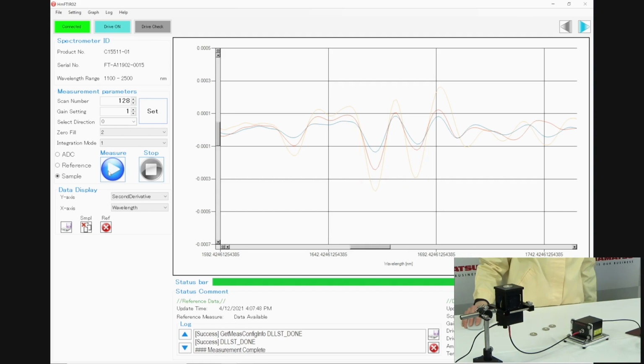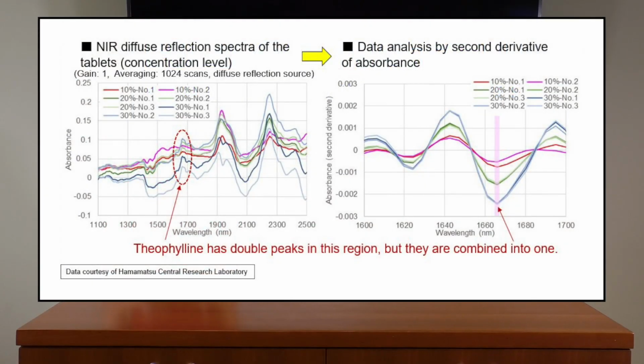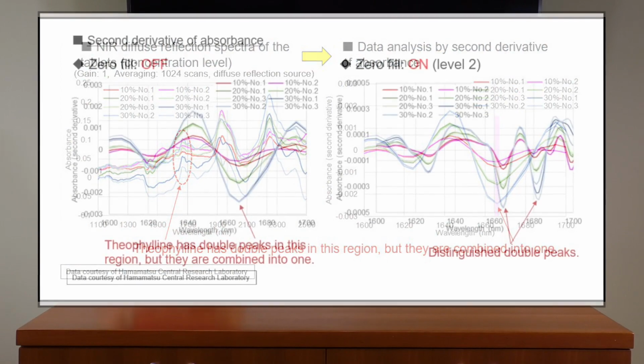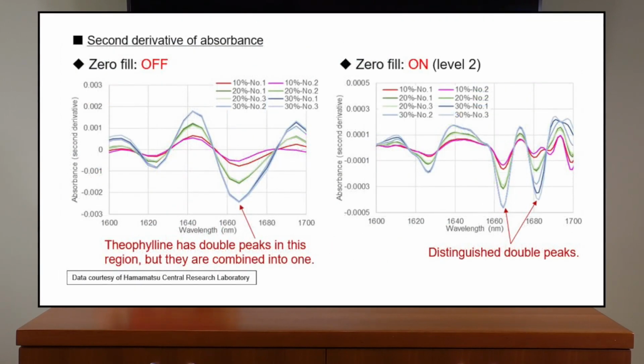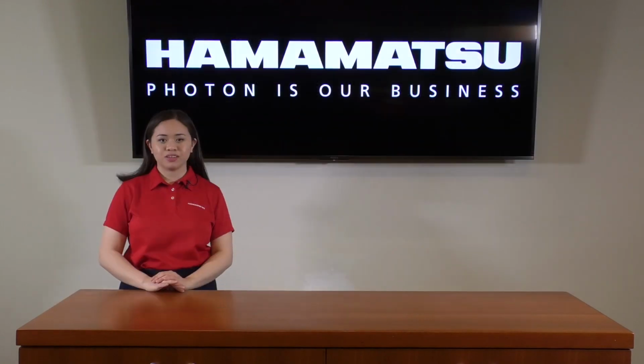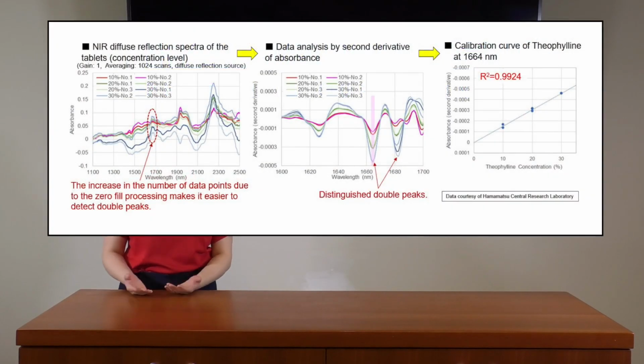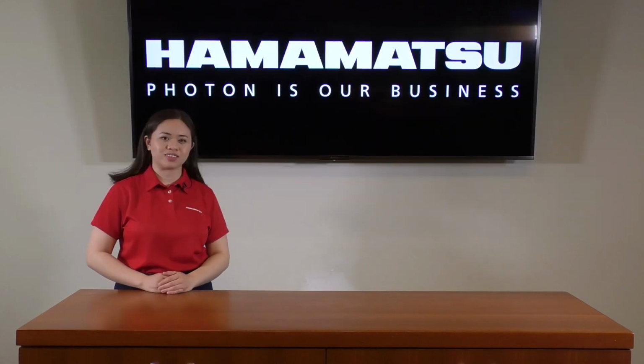We were also able to confirm the double peaks around 1660 and 1680 nanometers. When we review the results, we see that significant peaks at 1660 and 1680 nanometers are combined. Applying zero filling to the interferogram results in better separation of the peaks. The resulting measurement accuracy is also very high, with an R-squared value of 0.9924 for a calibration curve at 1664 nanometers.